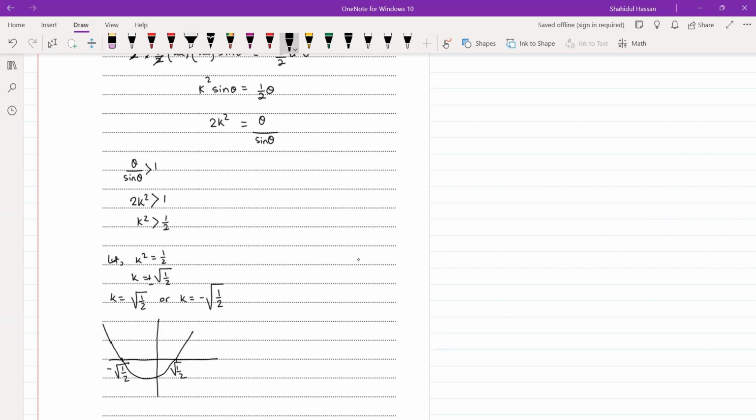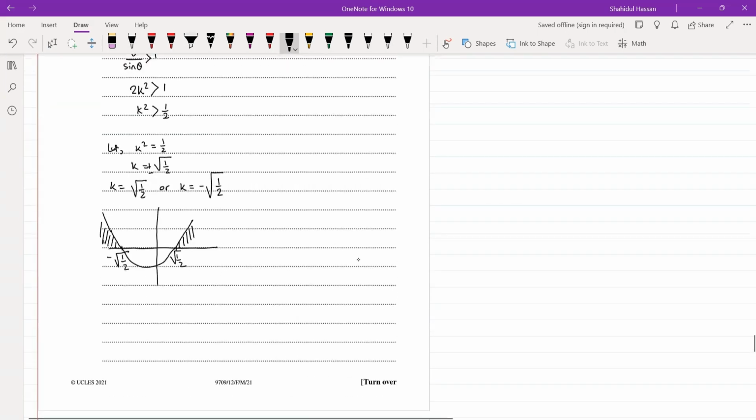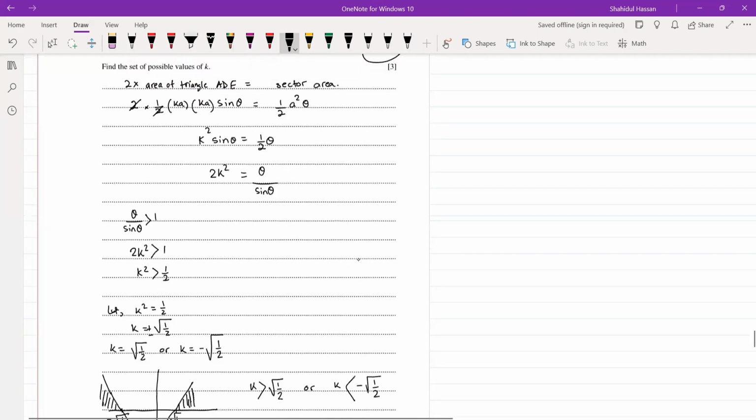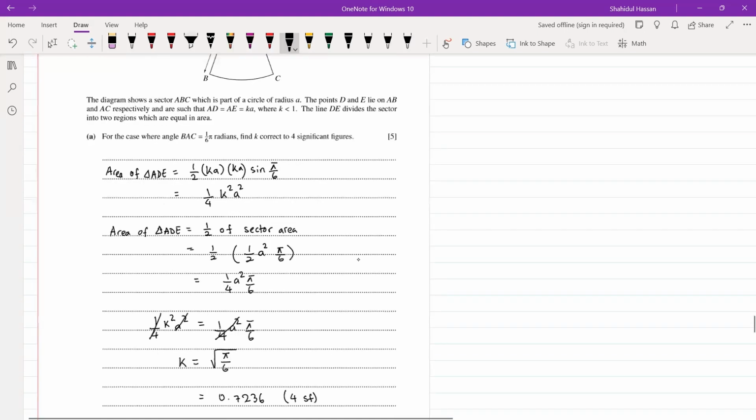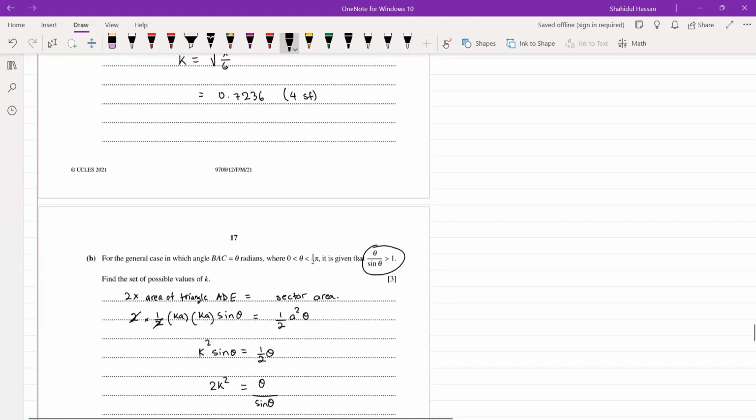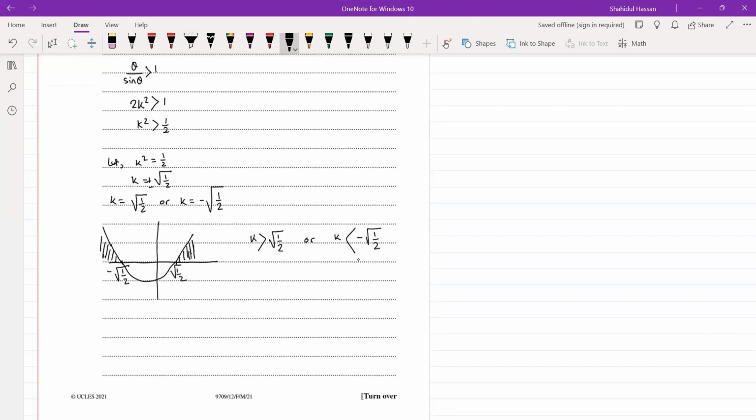If I take the half on the other side, this will be k squared minus half is greater than 0. Greater than 0 means above the x-axis. So we have here the solution. The solution is k is greater than square root of half, or k is less than minus square root of half. Now we go to the question. The question says that k is less than 1. So if k is less than 1, then this answer is invalid.